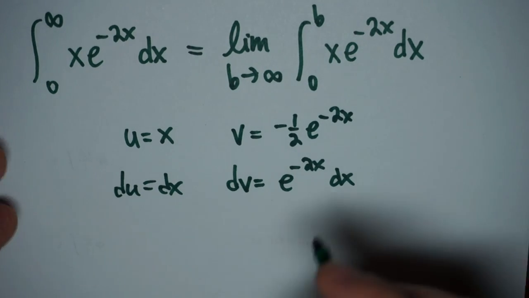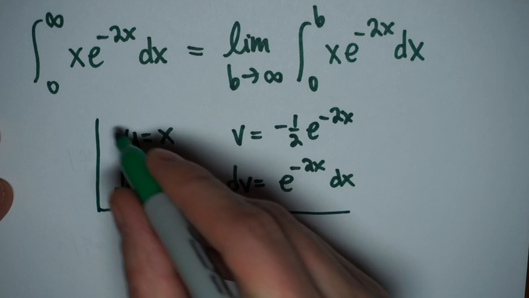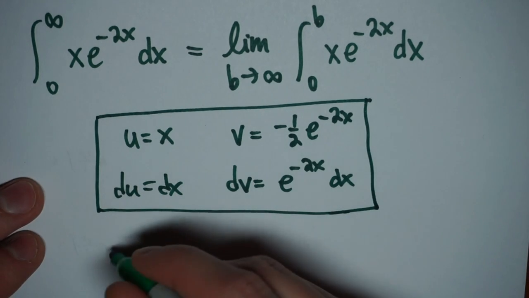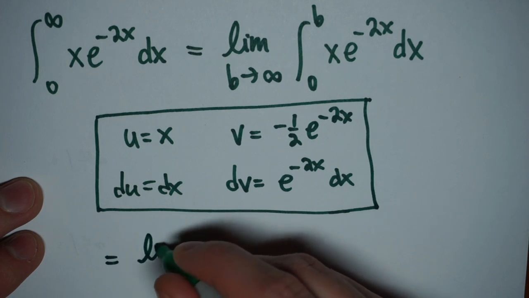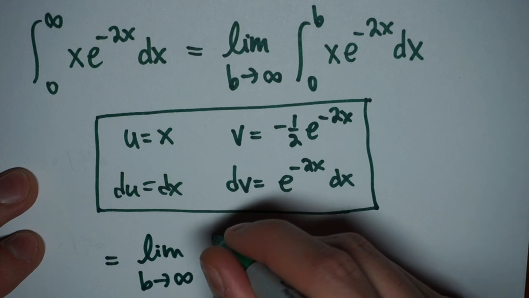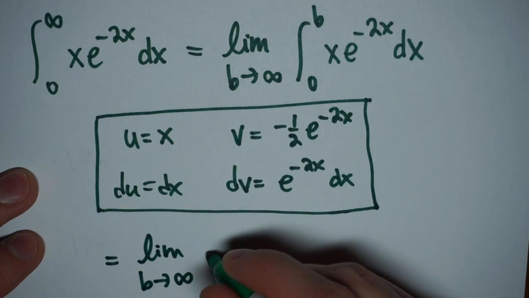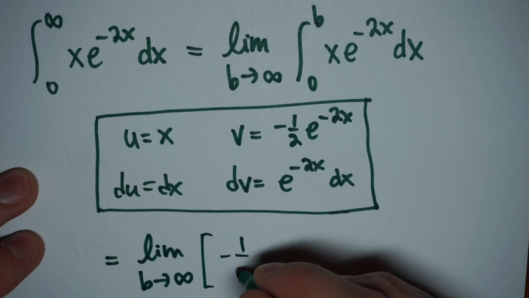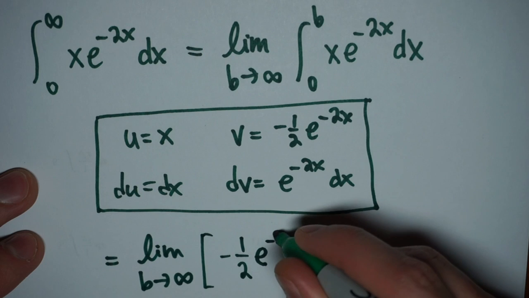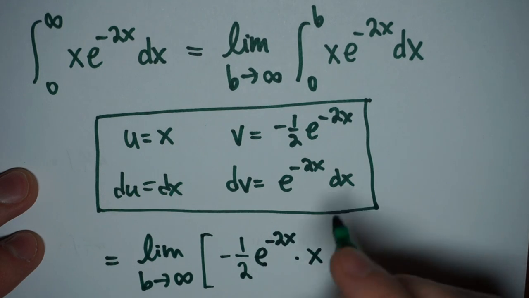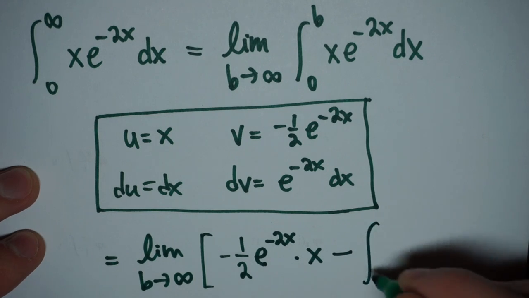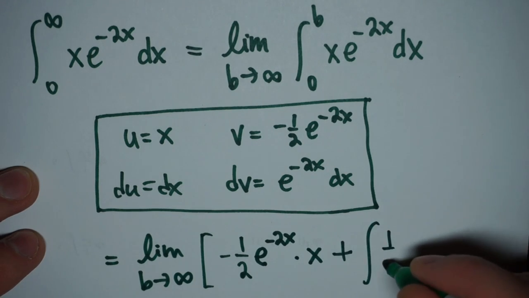Once we have these parts in place, we can use the integration by parts formula in order to actually compute this integral. So this is going to be the limit as b goes to infinity of u times v, which in this case is x times negative a half e to the negative 2x. And then I will evaluate this between 0 and b, but I'll do that later.